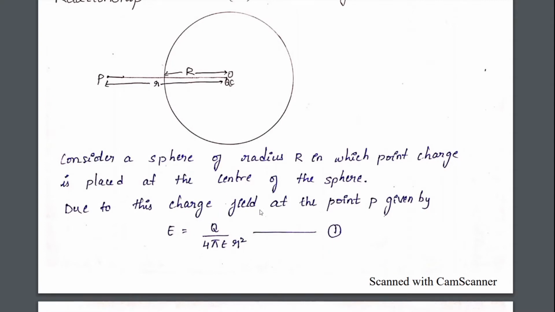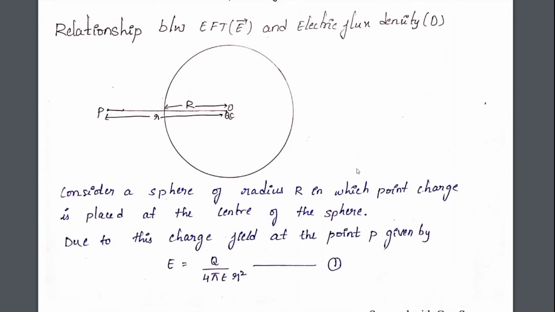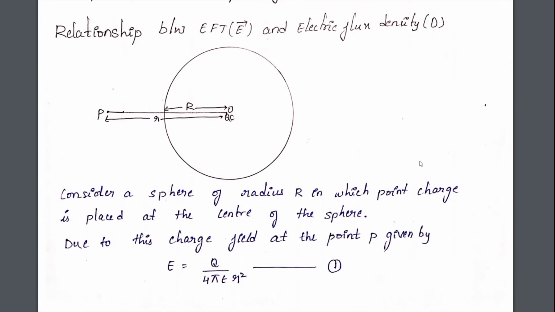So electric flux density is epsilon times E, and you need to derive it. In order to derive it with respect to a sphere, we are going to derive this equation. Consider a sphere as shown in the figure. At the center of the sphere, you place a charge of q coulombs, and the radius of the sphere is taken as r meters. Due to this q coulombs, let us first find the field outside the sphere at point P, which is at a distance r.